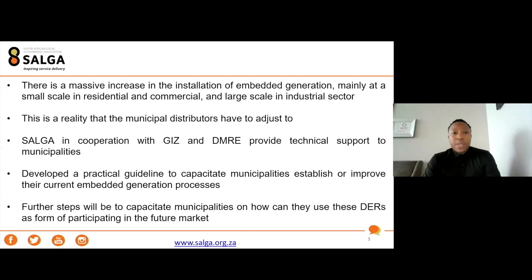So there has been a massive increase in installation of embedded generation. I think in the beginning, some years ago, there was some sort of uneasiness from municipalities around the proliferation of embedded generation. But now, with the opportunities being unpacked, the municipalities understand that this is a reality they have to adjust to. They have to take opportunities from that and make sure that they review their business models to align to the current transitions that we are going through.